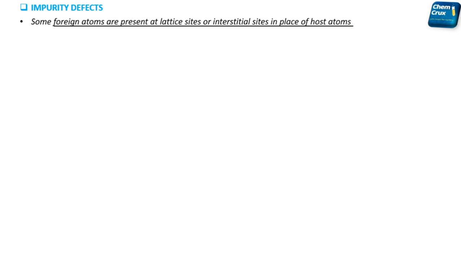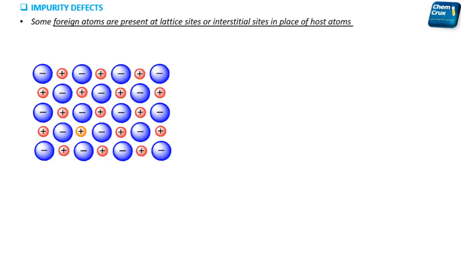Here I have shown a crystal lattice. As you can see, the blue color ions and the red colored ions are the normal host atoms of this crystal lattice. But you can also see an orange color foreign atom in this crystal lattice occupying one lattice site instead of normal red colored host atoms, thus giving rise to impurity defects.